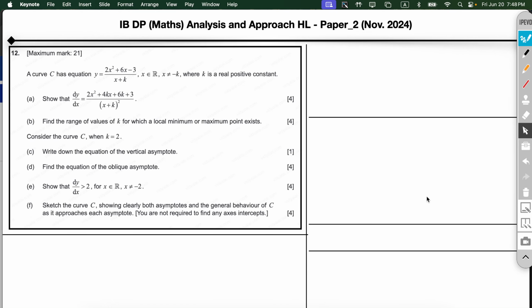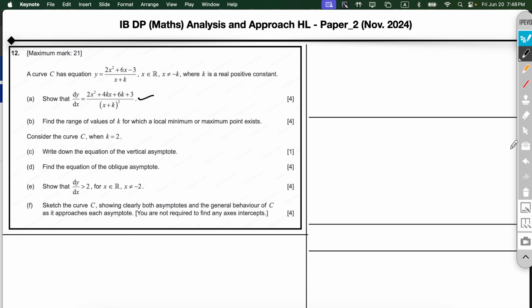So question number 12, this is the last question of section B in this paper. So it asks, a curve C has equation y equals 2x squared plus 6x minus 3 divided by x plus k, where x is real and x is not equal to minus k, where k is a real positive constant. So show that dy dx is this.